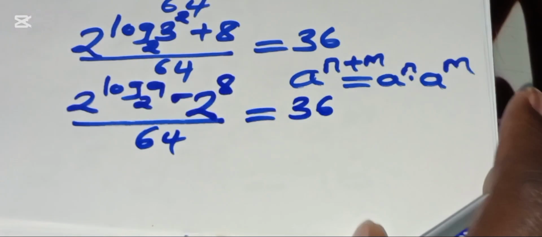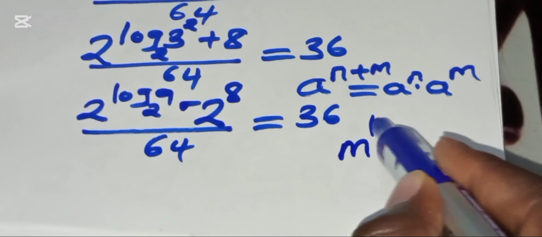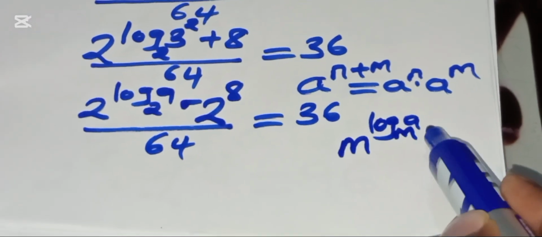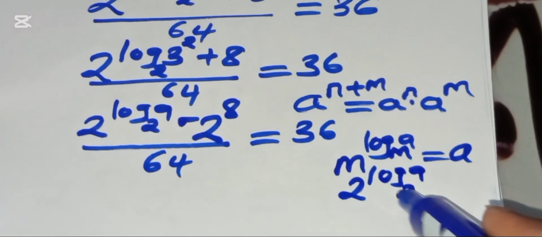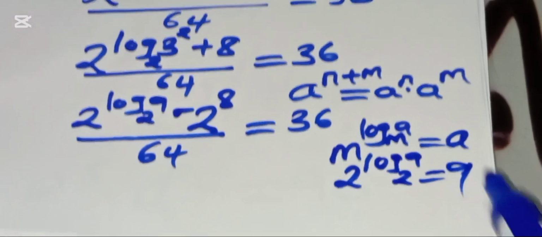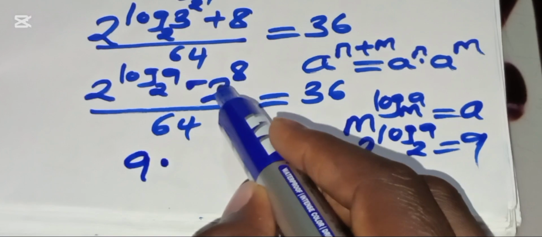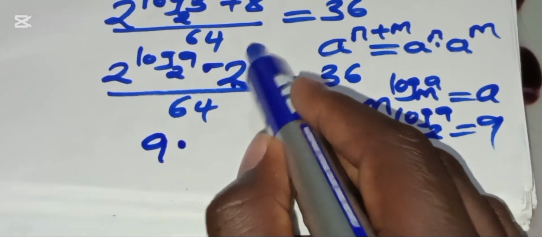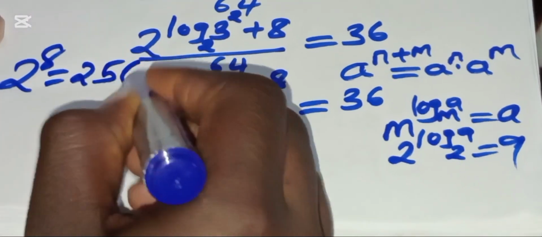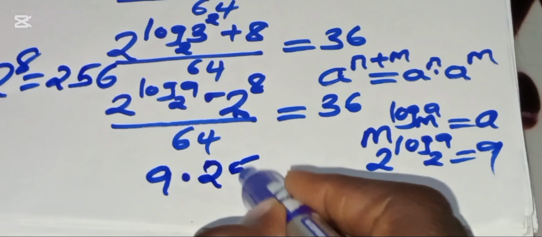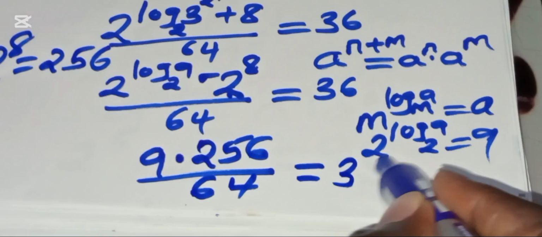Now from what we have here, 2 raised to power log 9 to base 2 is in the form of m raised to power log a to base m, which is supposed to give us a value of a. The same case here, 2 raised to power log 9 to base 2 is equal to 9. So let's substitute this value of 9. So we're going to have 9 multiplied by 2 raised to power 8, which is equal to 256. Now 9 times 256 divided by 64 is supposed to give us a value of 36.